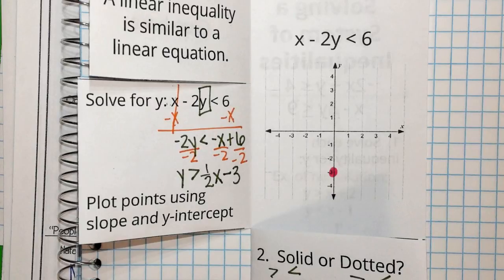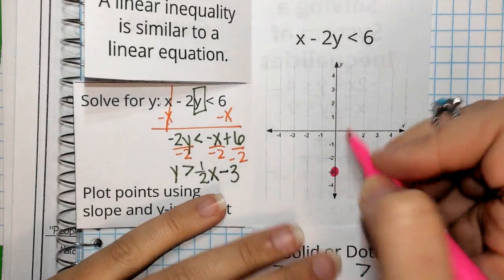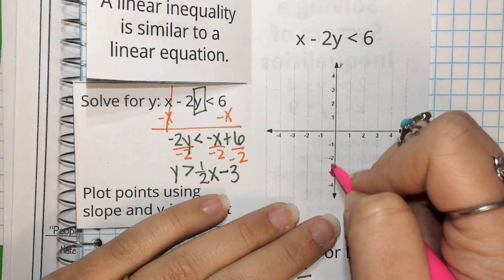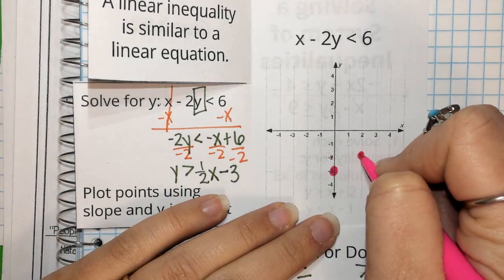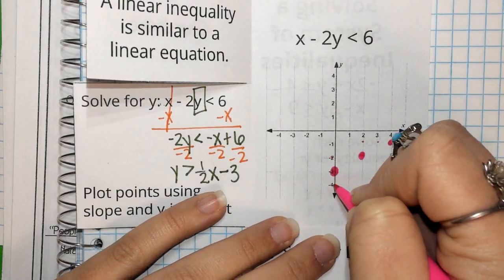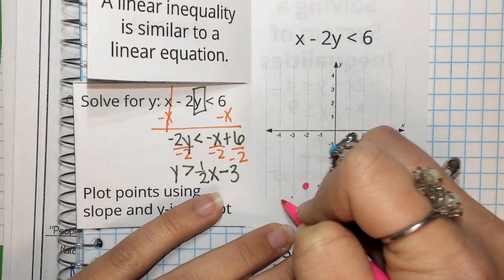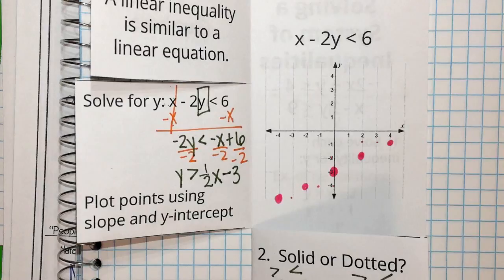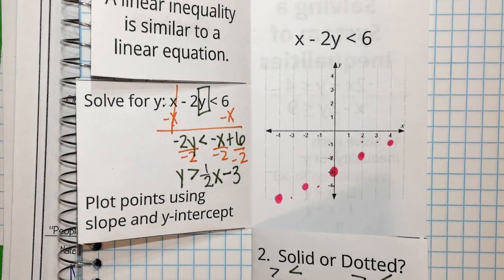Raise your hand if you can tell me what to do next. You go up 1 and right 2. Good. Do I do it again? Yes. You do it until you can't anymore. Then I go down and to the left, so I extend my line, correct? Correct. Don't connect your dots yet.